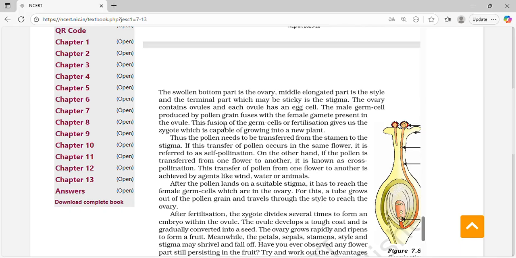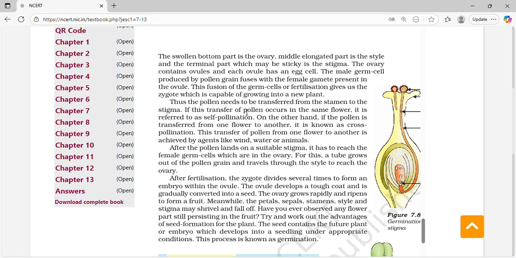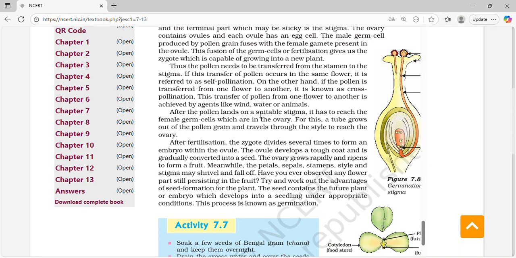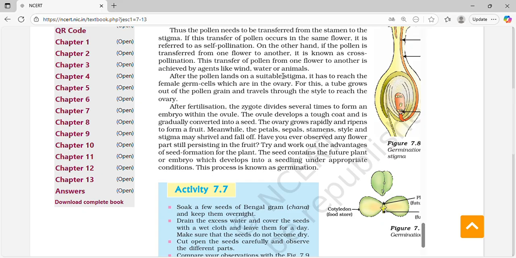The male germ cell produced by the pollen grain fuses with the female gamete present in the ovule. The fusion of the germ cells, or fertilization, gives us the zygote, which is capable of developing into a new plant. The pollen grains need to be transferred from the stamen to the stigma. If this transfer occurs in the same flower, it is referred to as self-pollination. From one flower to another flower, it is known as cross-pollination. The transfer of pollen can be done by agents like wind, water, or animals.